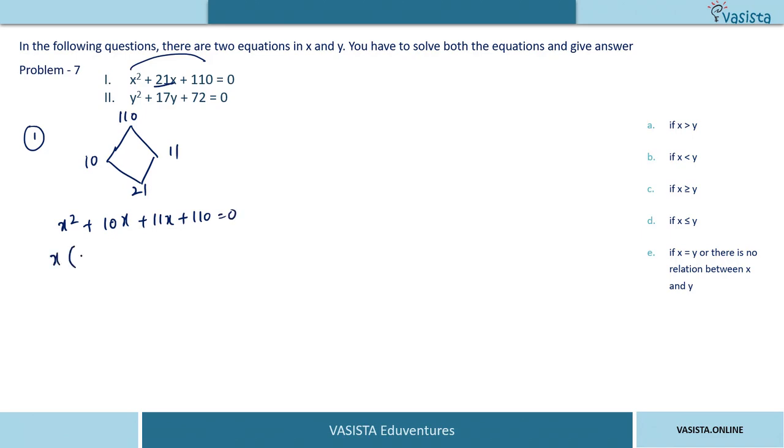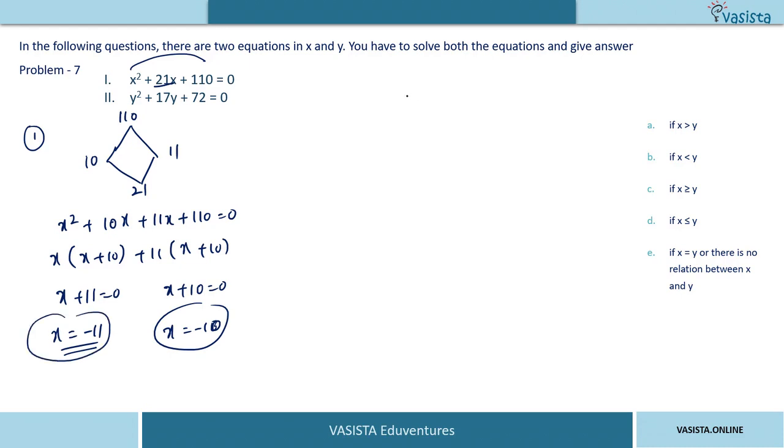If you take x common, we are going to get x plus 10, plus 11 if you take (x + 10) common, so (x + 10)(x + 11) = 0. By observing directly you can write down x = -11. Similarly, x + 10 = 0, x = -10. We got this. Similarly, for the second, when you multiply you should get 72.